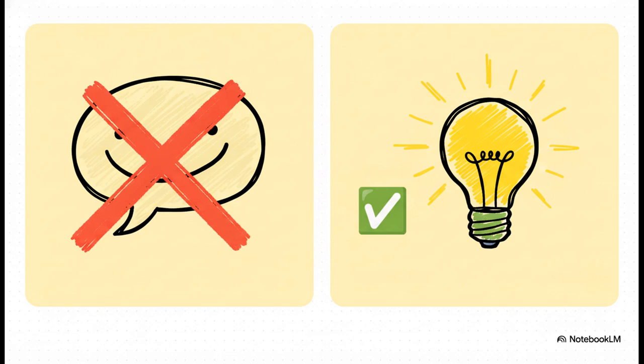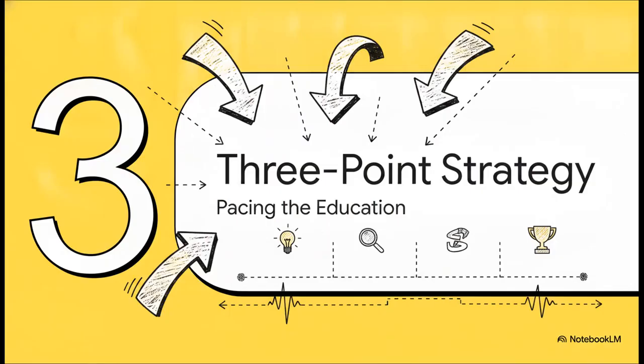Instead, start immediately with the core problem. People click because they want a problem solved, so capture their attention instantly by validating exactly why they clicked in the very first second. Which leads us nicely into stage 3, the 3-point pacing strategy.